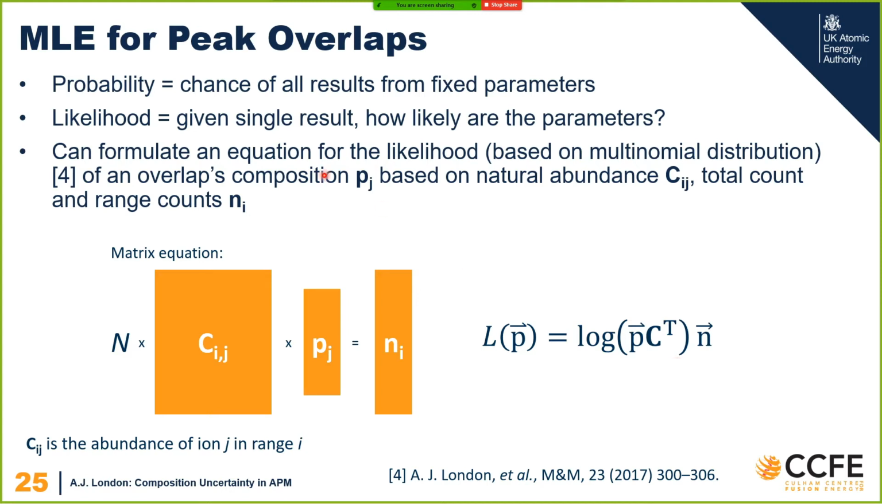So it's based on the probability here. This is statistics language, the chance of all results from fixed parameters, and this is just our composition. So the probability translates into composition of different ions. The likelihood is how likely we are to get the right answer, which is slightly different from probability. And then we have some output number of counts that we get in our different peaks.